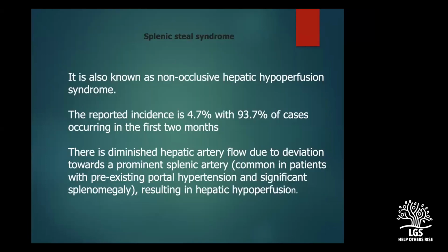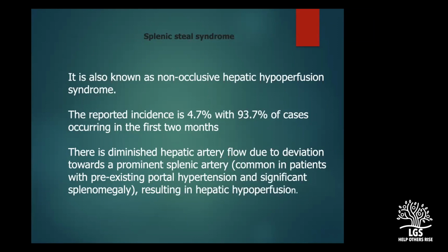Now, one important thing when it comes to the hepatic artery that we need to understand is splenic steal syndrome. Sometimes we see that the hepatic arteries are so tiny compared to the splenic arteries, and when we do Doppler, we'll be struggling to find the hepatic arteries. In those scenarios, it is important that we understand that it can be splenic steal as well.